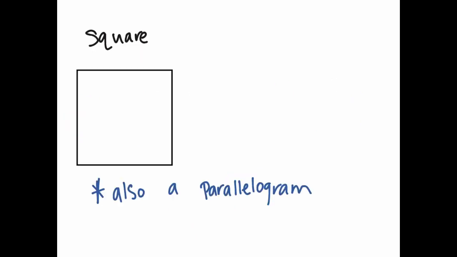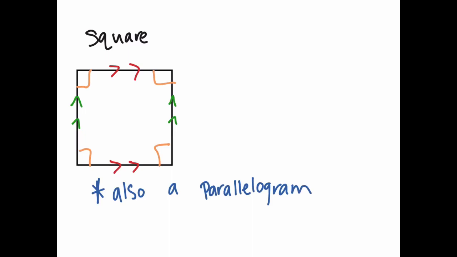So the next quadrilateral is a square, and a square is also considered a parallelogram because it has two sets of parallel lines. So both of these sets of lines will never intersect no matter how far they extend. So it is considered a parallelogram just like a rectangle was. Another thing about a square that's similar to a rectangle is the fact that there are four 90-degree angles. So all four of these angles are equal. They are all 90 degrees.